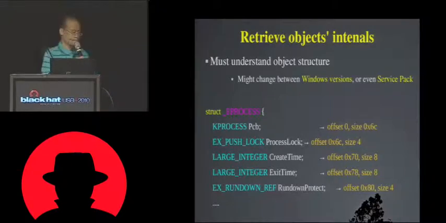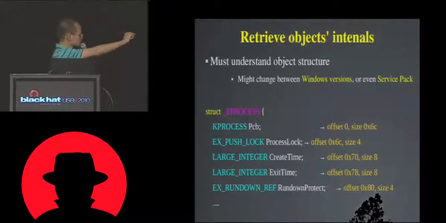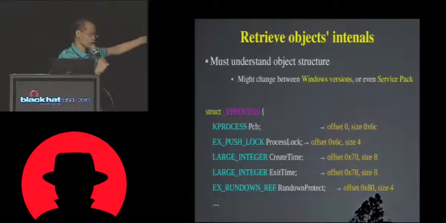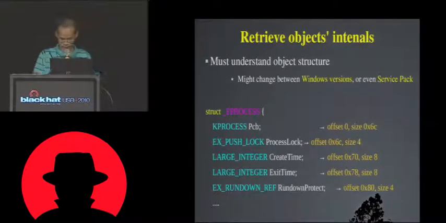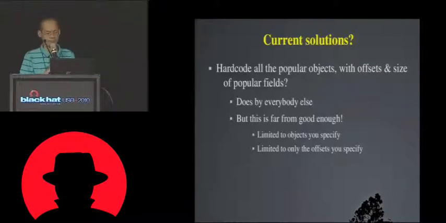But the problem is that the format of those structures can be changed between Windows versions and even between service packs. It's not fixed. First of all, Microsoft can insert a new field in the next version of Windows anywhere, or they can exchange those two fields anytime. So the offset is not fixed, and sometimes the size of those fields is not fixed either. So how to solve this problem?